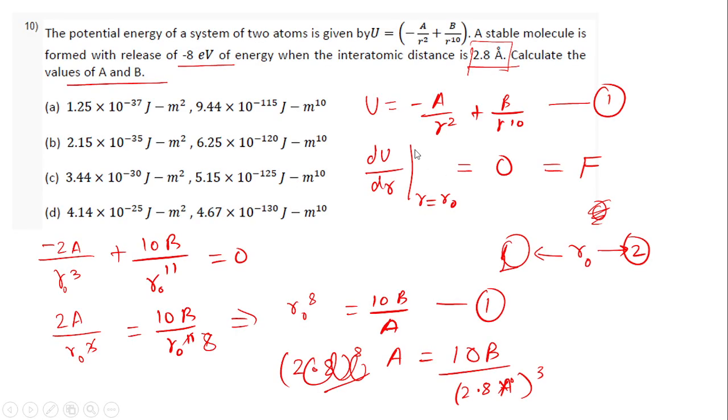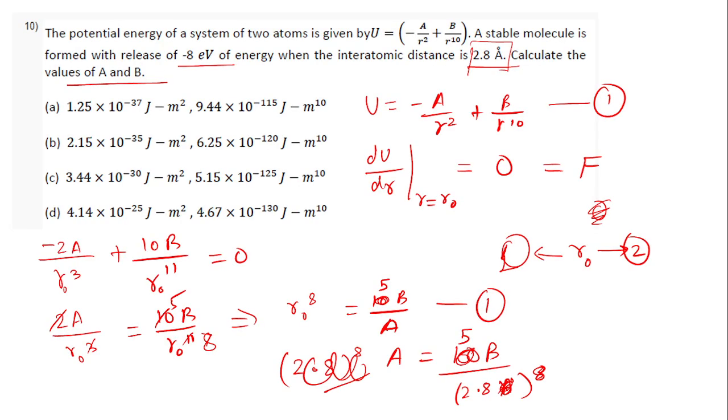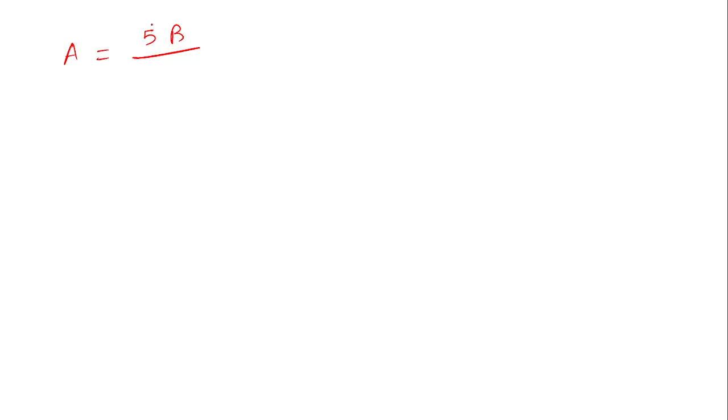Okay, so there was 2a, so we can cancel out like this also, so it will be 5b by a, then a will be 5b divided by 2.8, and this is just angstrom to the power 8. Okay, we'll just keep it like this, a is equal to 5b, and for the time being we can just keep it, or let me see, 2.8 to the power 8, that's a big value.